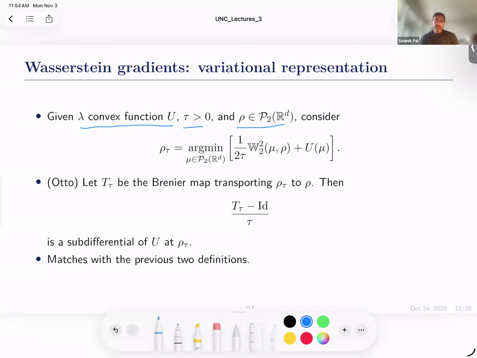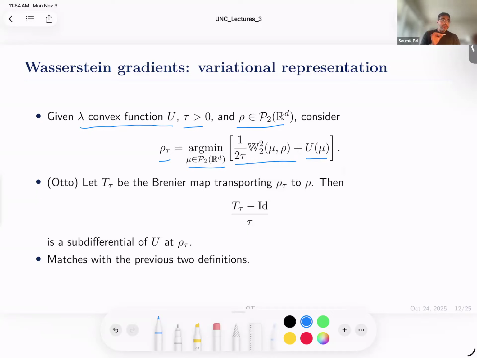Now consider the following object. You are minimizing u of mu plus 1 over 2 tau times the Wasserstein 2 squared distance from mu to rho. This minimization is happening over all of P2 of R^d. And you call this minimizer, the argmin, rho tau. Now, what is this actually doing? I'll come to that later, but let's see. Notice the second term here. You should think of it as a penalizer. If tau is infinity, then this term just drops out, and I'm simply looking for the minimum value of u.